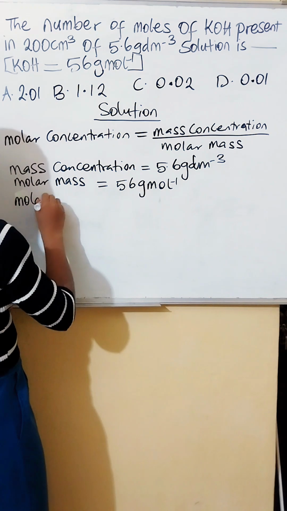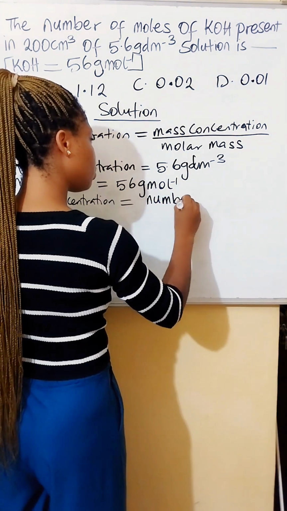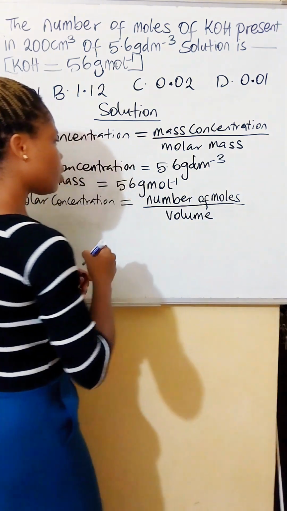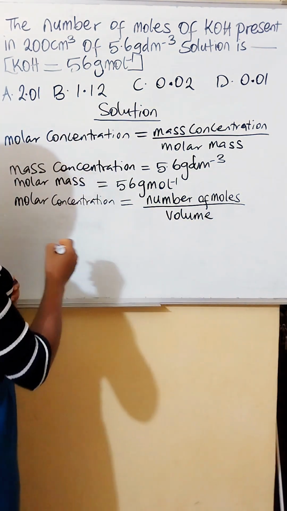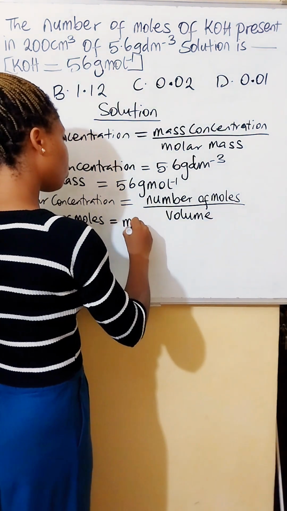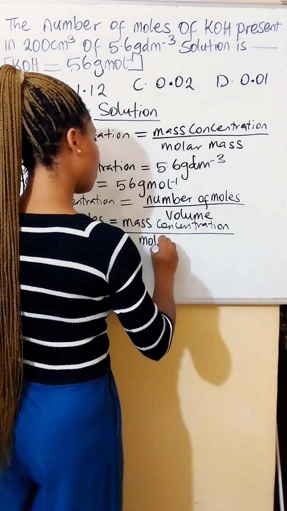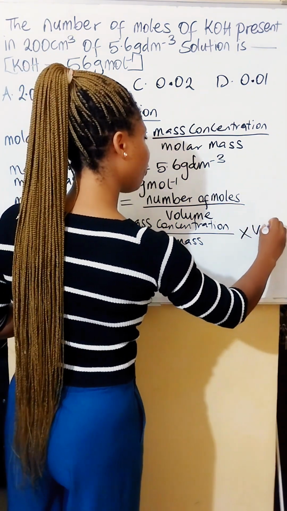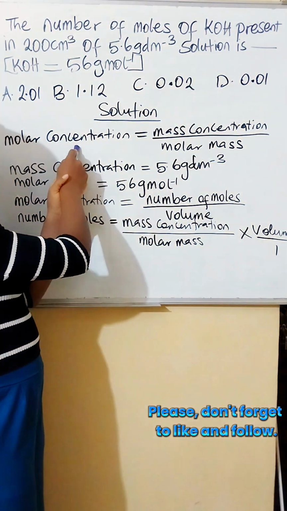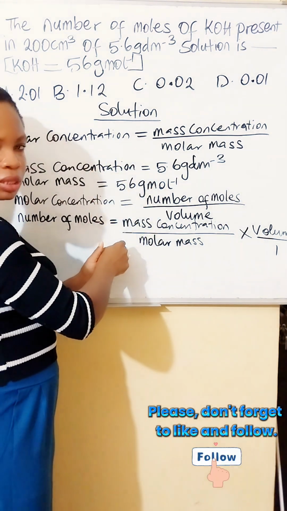Molar concentration is also equal to number of moles over volume. And if molar concentration is equal to number of moles over volume, then we'll be right to say that number of moles is equal to mass concentration over molar mass multiplied by volume over 1. Now this formula came from what? Substituting this into this first formula that we have on the board. Okay, so when this second formula was substituted into our first formula, we got our third formula.